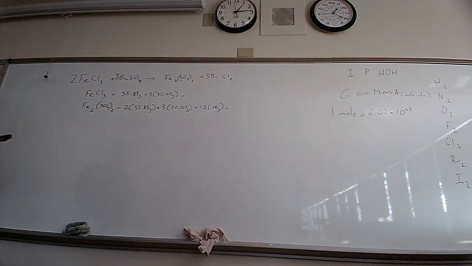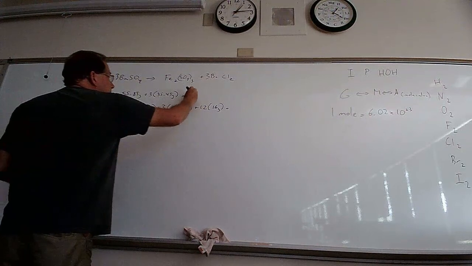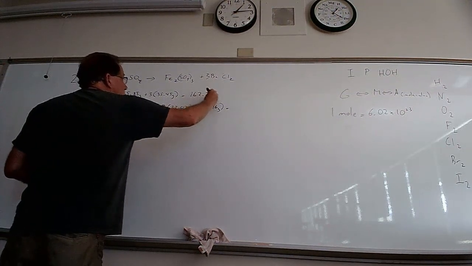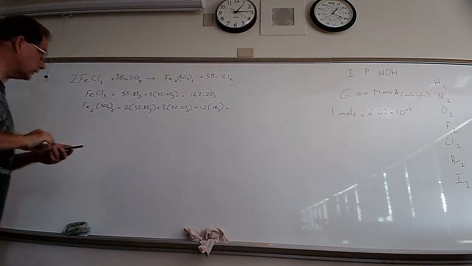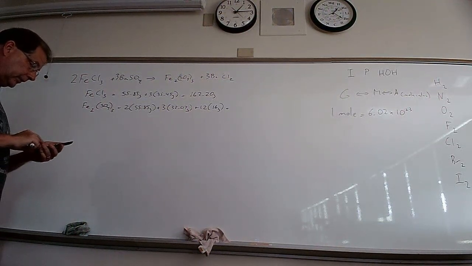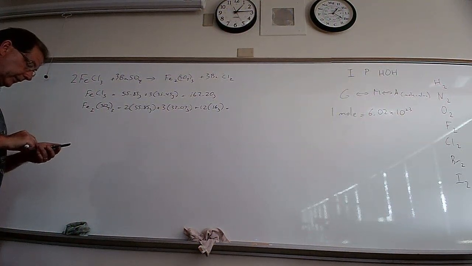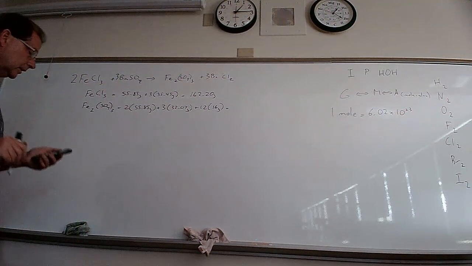So I got 55.85 plus 3 times 35.45, 162.2. All right, then here I've got 2 times 55.85 plus 3 times 32.07 plus 12 times 16. 399.91. I'm going to double check that one. 2 times 55.85 plus 3 times 32.07 plus 12 times 16. Yep, I was right.